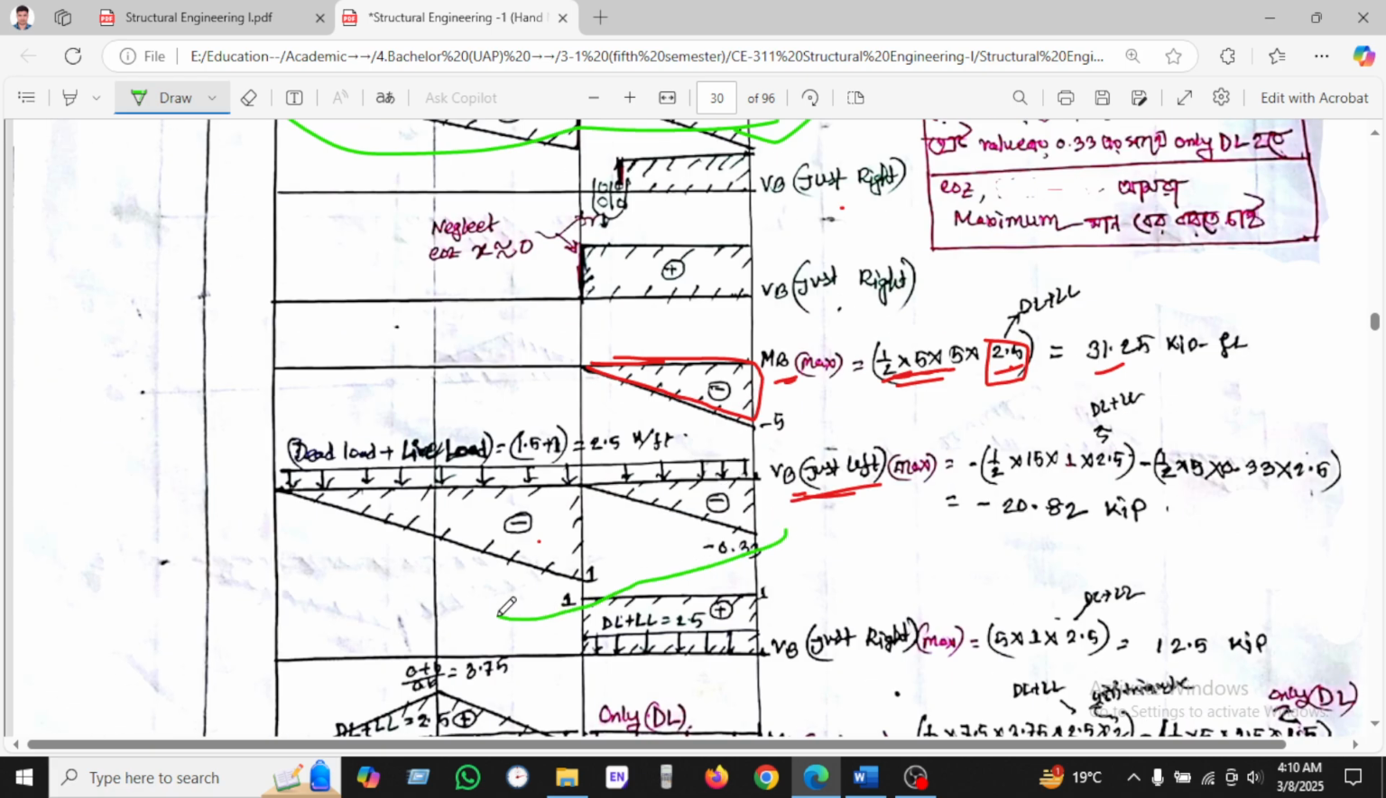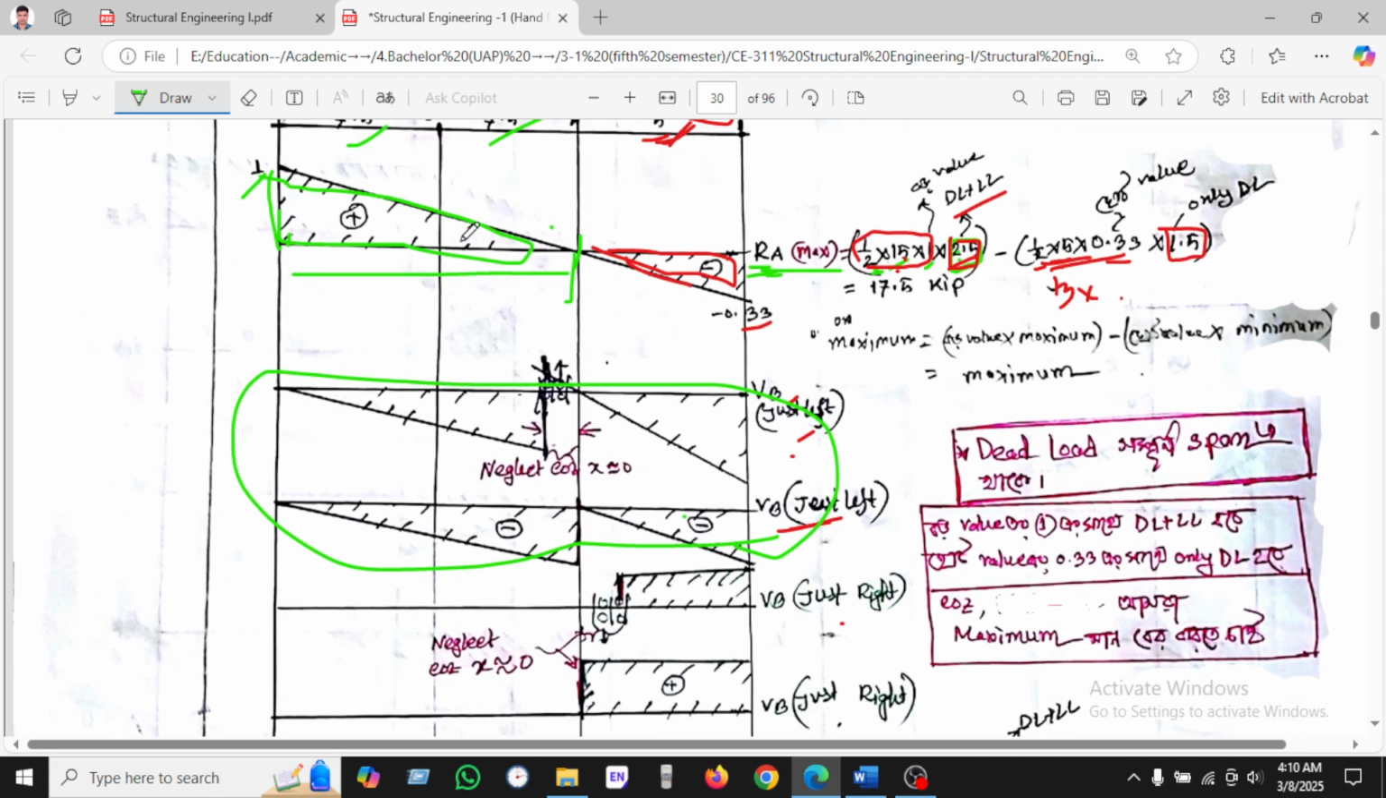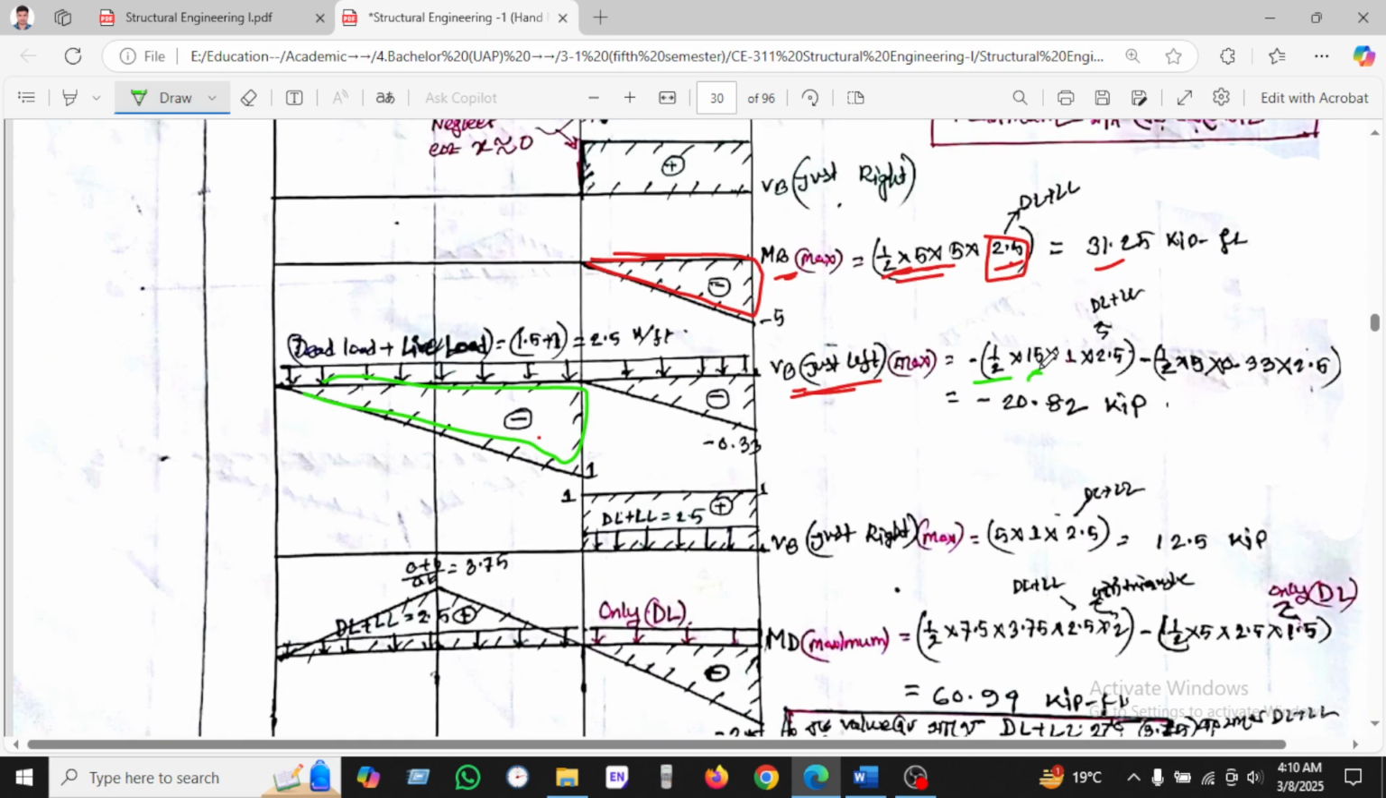So this is the influence line B. There are two triangles. This is the first triangle: half into length. How much is the length? It is 15, as we have seen here. So 7.5 into 7.5, it will be 15, and 1 is given here.